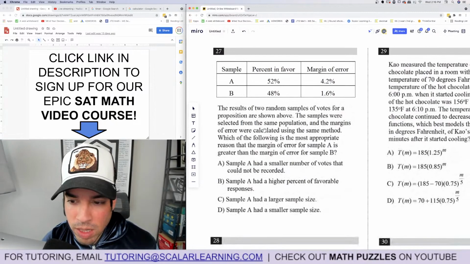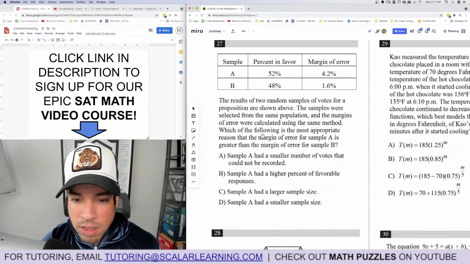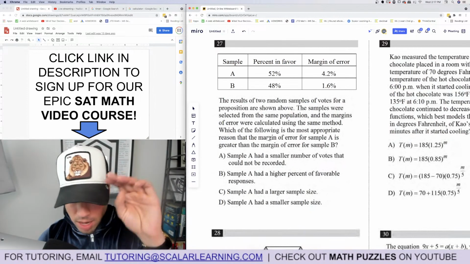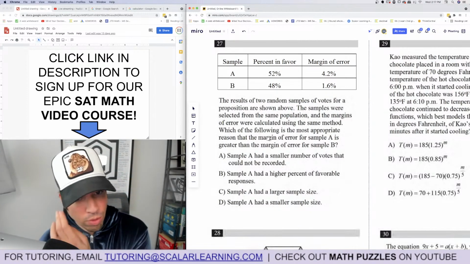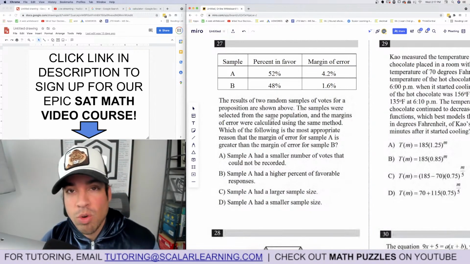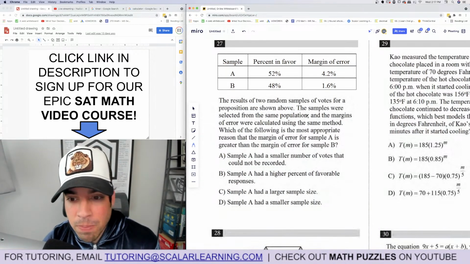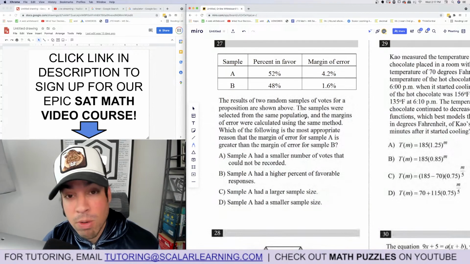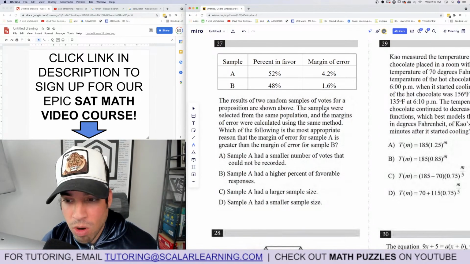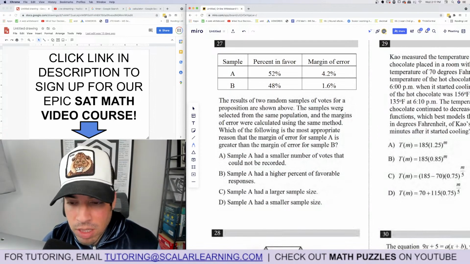27. The results of 2 random samples of votes for a proposition are shown above. Margin of error. I remember this problem. I told you guys, this is a test that I took for real, and this was the one question that I was a little iffy on when I took it, but I can explain it really well now. Not like I felt pretty confident on it, but it was the one where, if I'm going to get something wrong, it could be this one, because I'd never seen something like this.